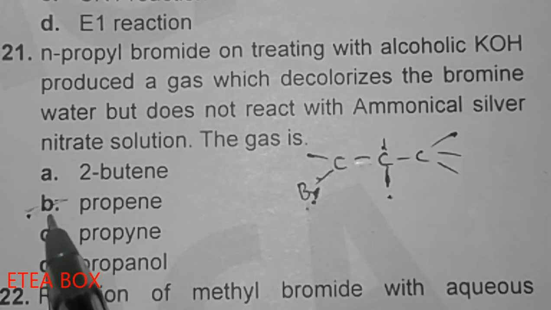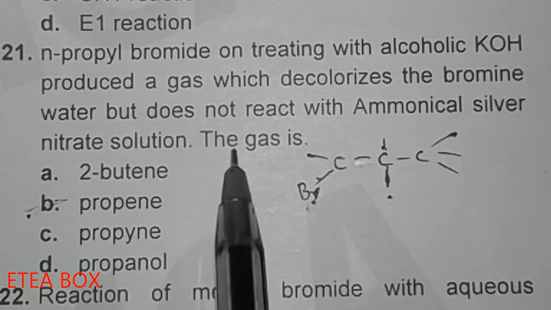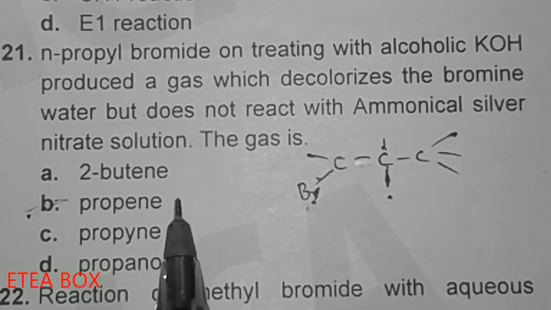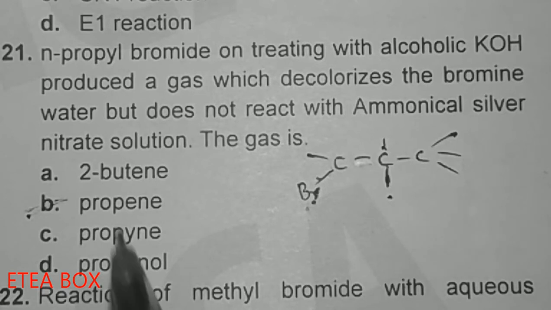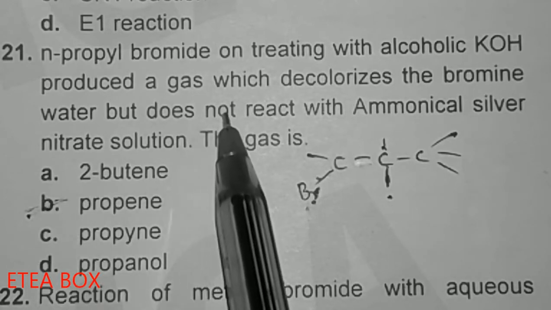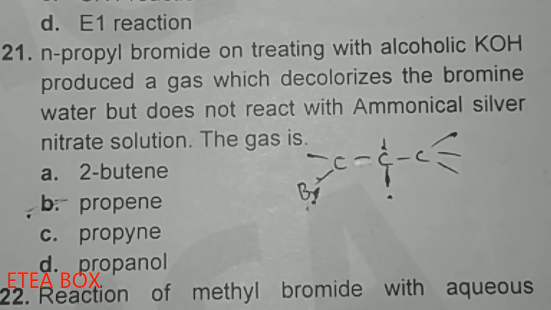Okay, so it will give propene, and we know that propene does not react with ammoniacal silver nitrate, only propyne reacts with ammoniacal silver nitrate. Okay, the terminal alkyne reacts with ammoniacal silver nitrate solution. So here option B is correct. Okay, and it does not react with ammoniacal silver nitrate.